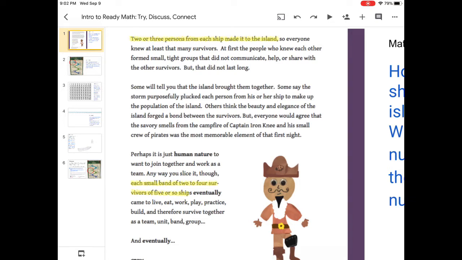So I actually highlighted here where the numbers are in this story. So up here at the top it says 2 or 3 persons from each ship made it to the island. 2 or 3 persons. So it could be 2 people, it could be 3 people from each ship. What's missing from this line? Well, we don't know how many ships there are. Let's go down lower in the text.